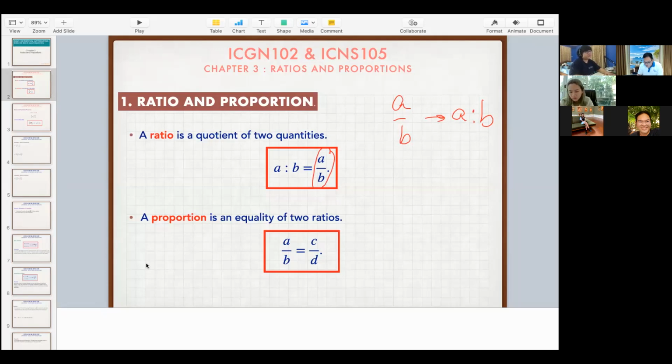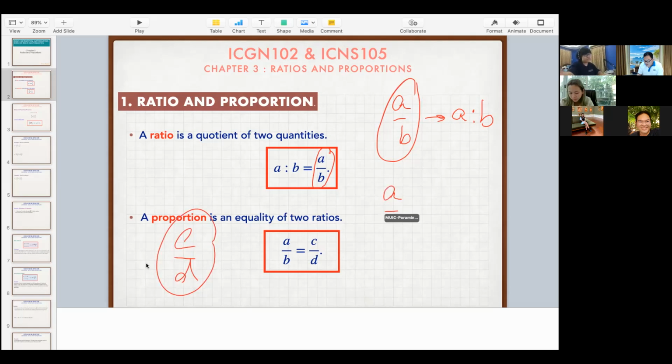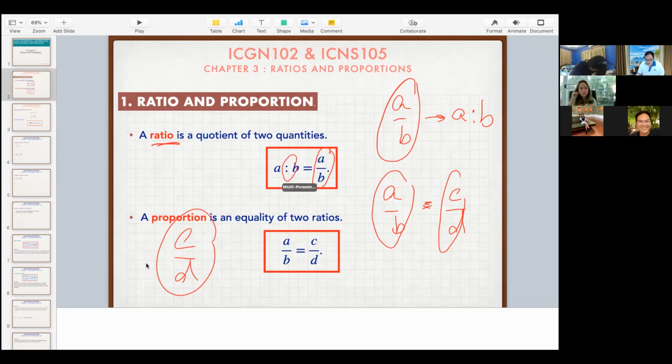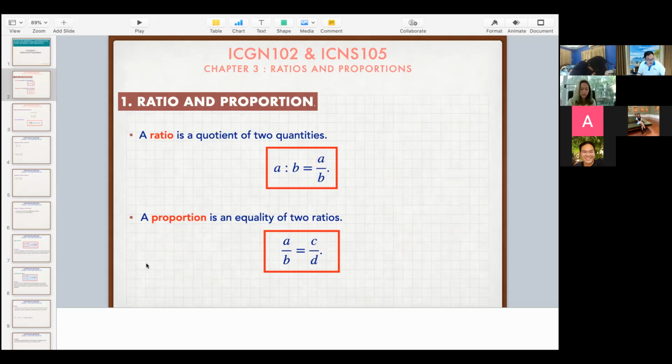A proportion is an equality of two ratios. For example, if you have ratio a over b and you have ratio c over d, these are two different ratios. When you have a over b equals c over d, it means that these two ratios are proportional to each other. That's why we use the equal sign to tell that these two ratios are proportions. So we have the term ratio, the symbol that we use to represent ratio, and the proportion that we use to compare between two ratios.